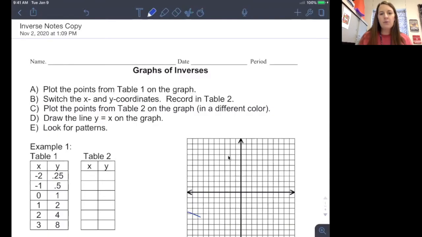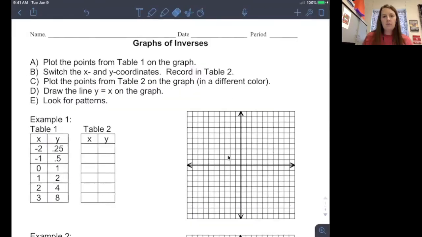Hey guys, today we're going to talk about inverses. We're going to talk about a couple of different ways to know when two things make an inverse. And then we're also going to talk about how to find the inverse of an equation when you are given an equation to start with. So the first thing we're going to look at is a table of values. How do we find the inverse when we're given a table of values?